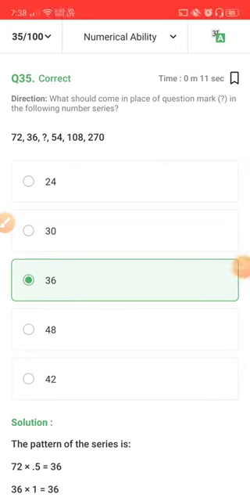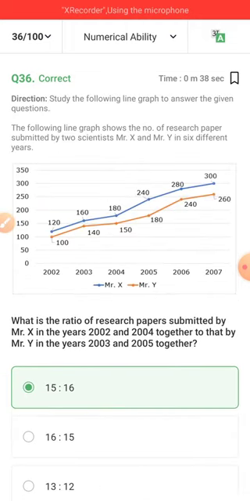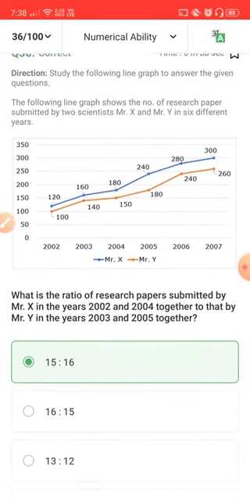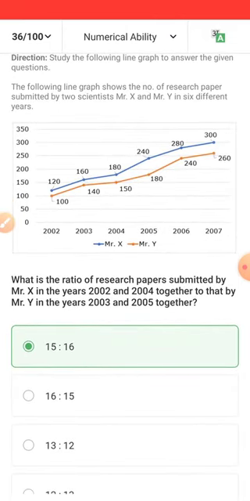The next problem is simple. 72 half 36, 36 into 1, then 1.25, then 2, like so 36 times. Now you can see the graph. When we look at the graph, what is the ratio of the result submitted by Mr. X in the years 2002 and 2004 together to that by Mr. Y in the years 2003 and 2005 together?